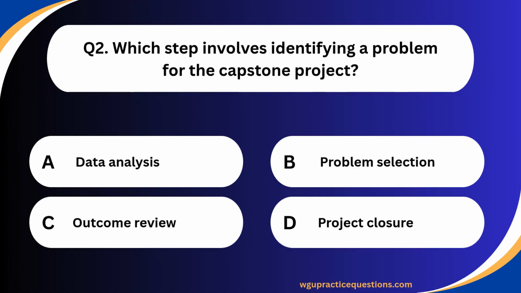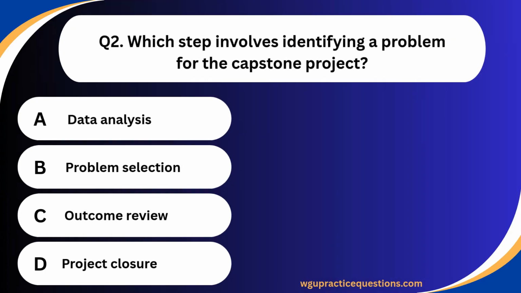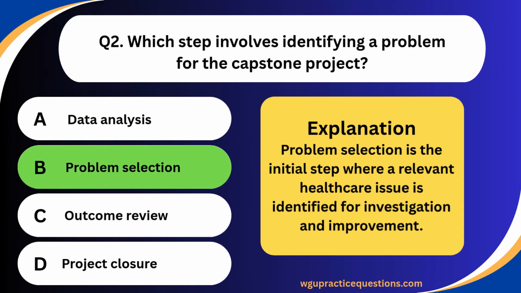Question 2. Which step involves identifying a problem for the capstone project? A. Data analysis. B. Problem selection. C. Outcome review. D. Project closure. Which one is the correct answer? The correct answer is B. Problem selection. Explanation. Problem selection is the initial step where a relevant healthcare issue is identified for investigation and improvement.